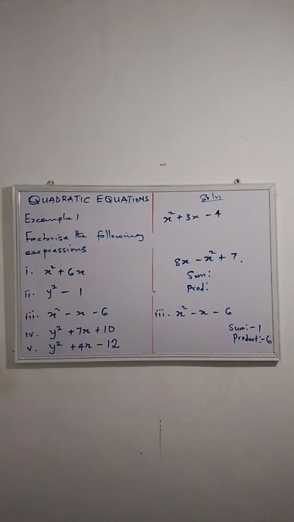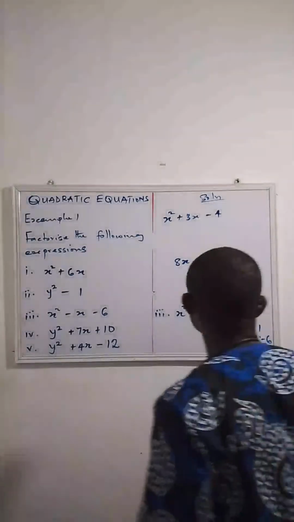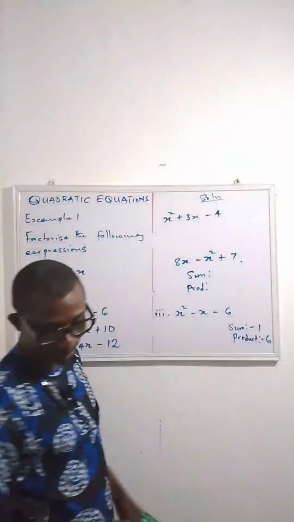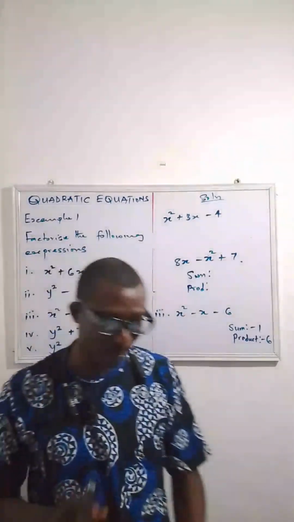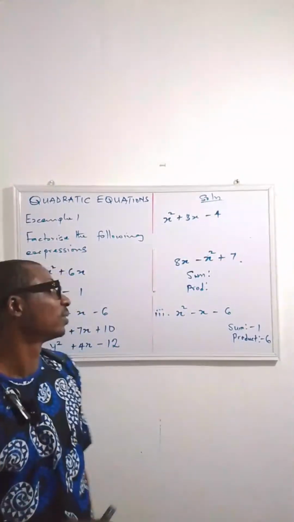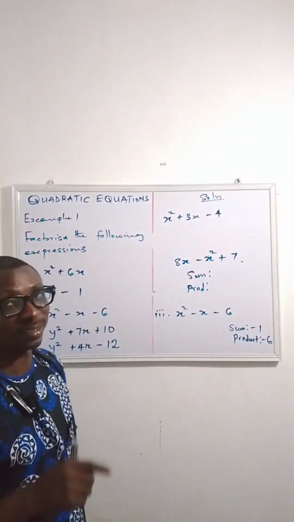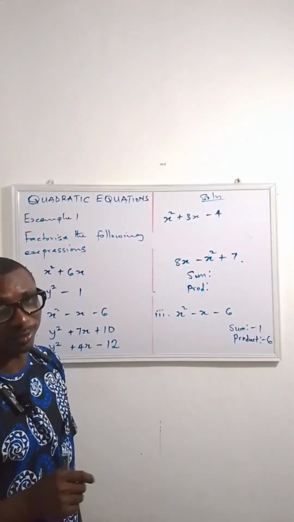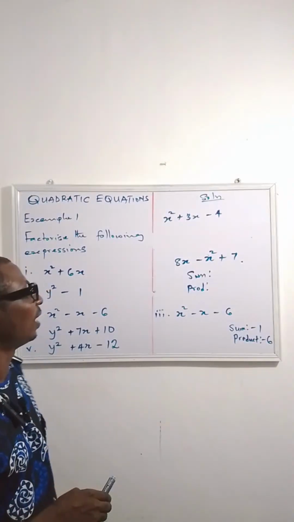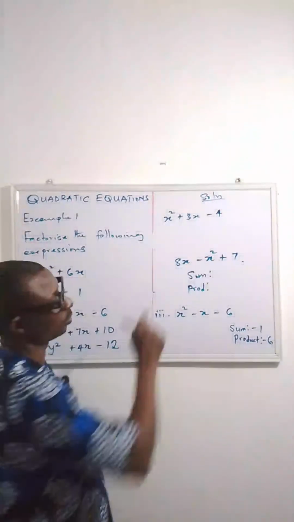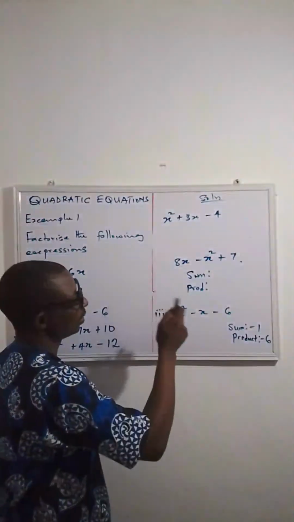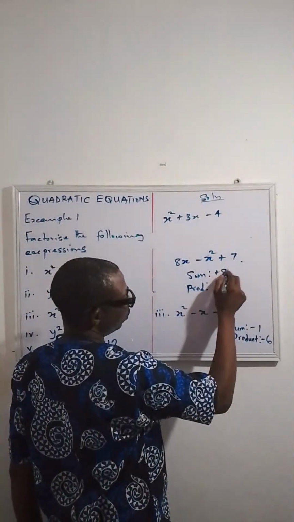Okay, good. Now, let me show you this because I observed that a good number of us missed it this time around. Once I tell you the answer, you must give me a round of applause. If you get the answer, you give yourself a round of applause. Now, let's look at it. I said sum is the coefficient of x. So the coefficient of x here is 8. So that is plus 8, or you just write 8.